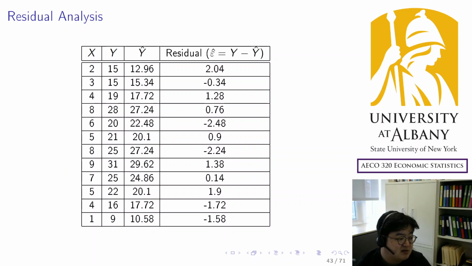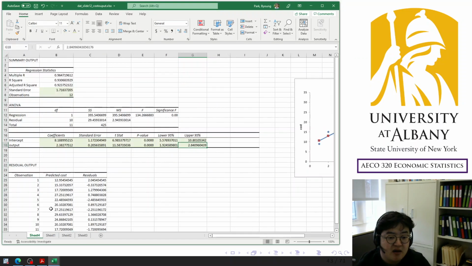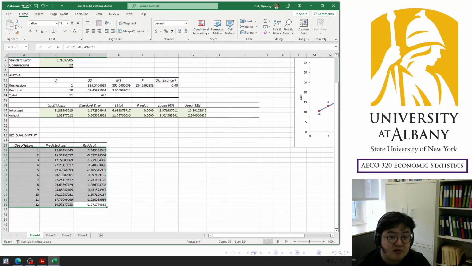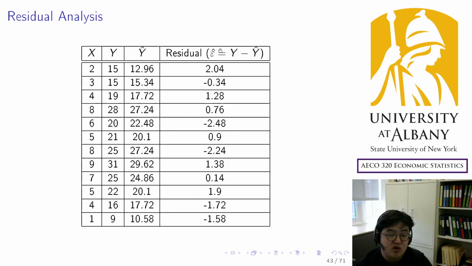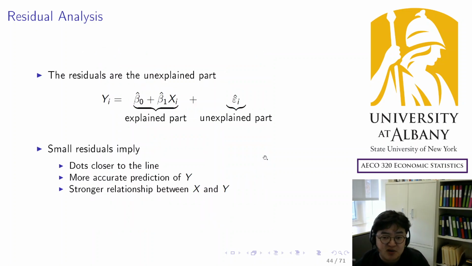So that is also given in here. So there are 12 observations, and for each observation, Excel calculates predicted cost and residuals, right? So now we are going to use the residuals for further analysis. Residuals are more interesting theoretically, statistically, more interesting than just the prediction for now.